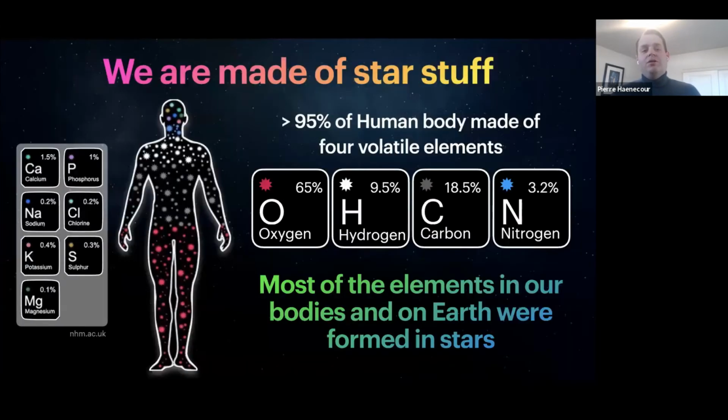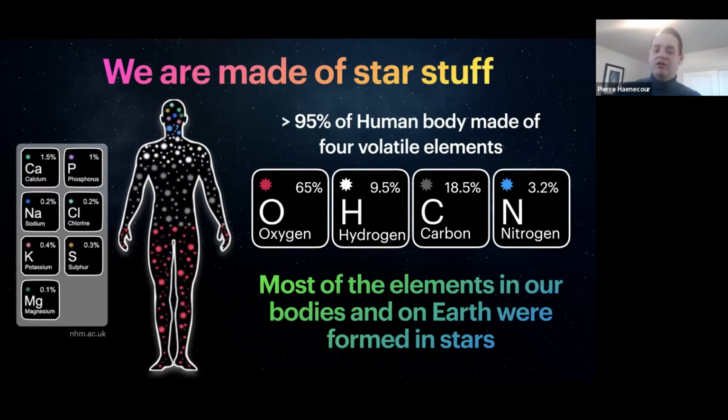So as some of you might be aware, Carl Sagan had this really famous quote that we are made of star stuff. And what he meant by that is that all the elements in our body, the large majority of them, were formed originally in previous generations of stars. So stars before our solar system even formed.